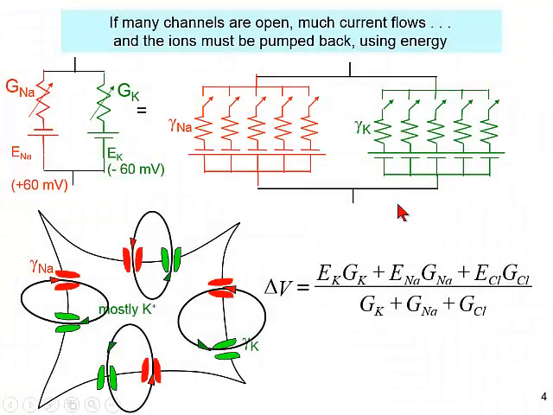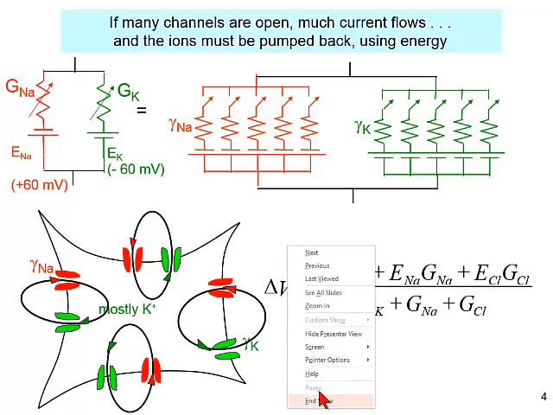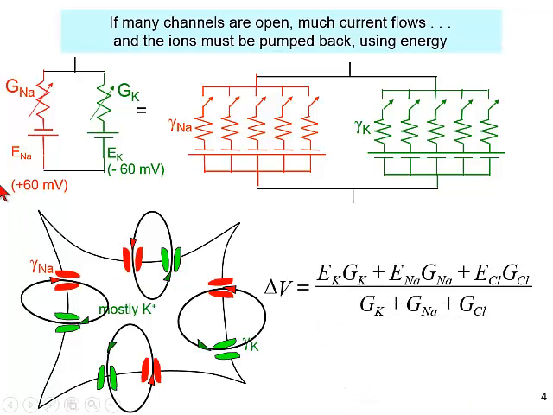So the reason that inward rectifier channels are so useful comes back to our equivalent circuit for a nerve cell. As you'll remember, we have a lot of individual sodium channels and their conductances add in parallel. That's the little gamma Na. We have a lot of individual potassium channels. Their conductances add in parallel. So we have a macroscopic G_Na and a macroscopic G_K. And if all goes well, then the current that flows out of a sodium channel flows back into a potassium channel.